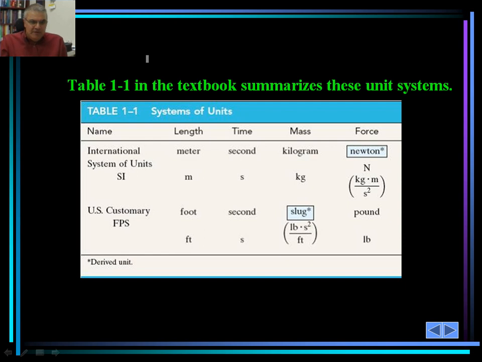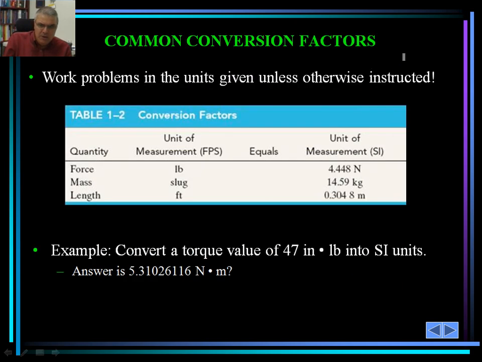Let's take a look at these unit systems, the International System of Units, SI units, and US customary. Let's take a look at those units. Length is measured in meters in SI, and feet in USCS, and time, in both systems of units, is in seconds. Mass is kilogram versus slug, and Newton is used for force versus pound that we use for force in the US customary system of units.